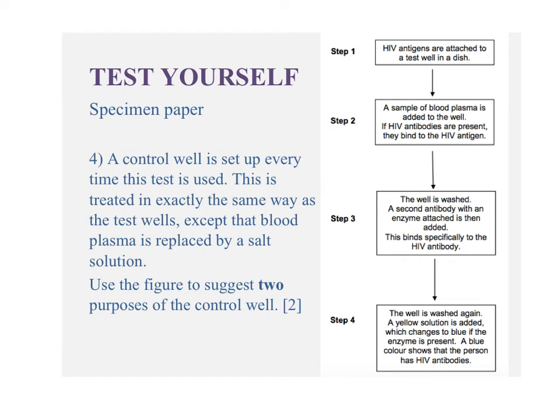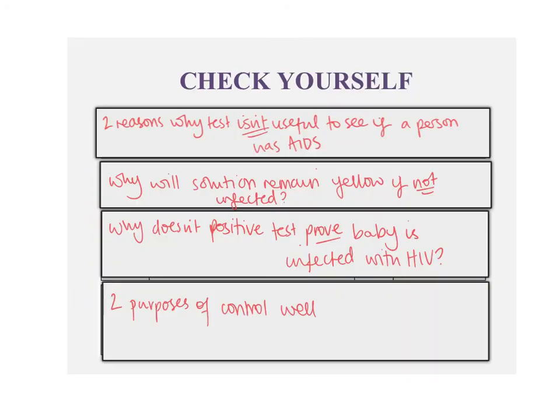And finally, a control well is set up every time this test is used. This is treated in exactly the same way as the test wells, except that blood plasma is replaced by a salt solution. Use the figure to suggest 2 purposes of the control well. I've got 3 minutes again. I need 2 reasons of why we use the control well. Think back to pregnancy testing, think about the ELISA test, look at the steps involved and see if you can answer them.